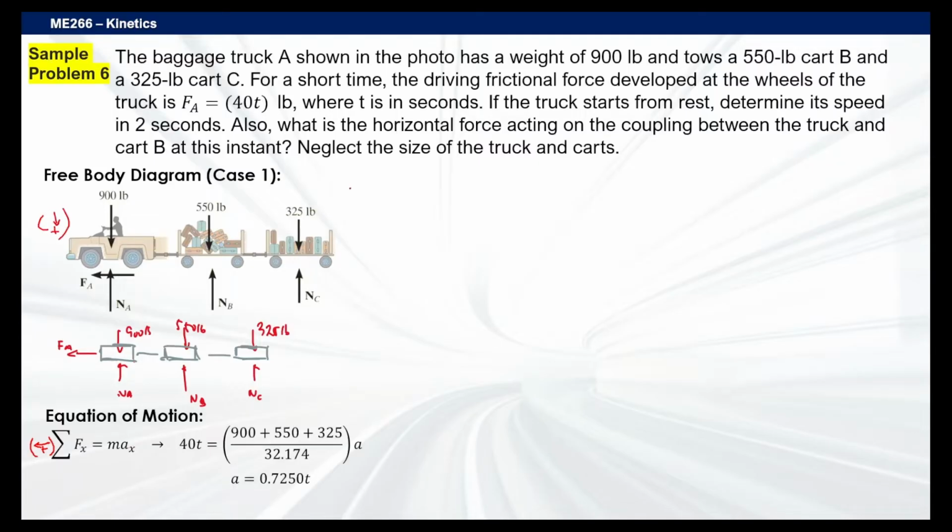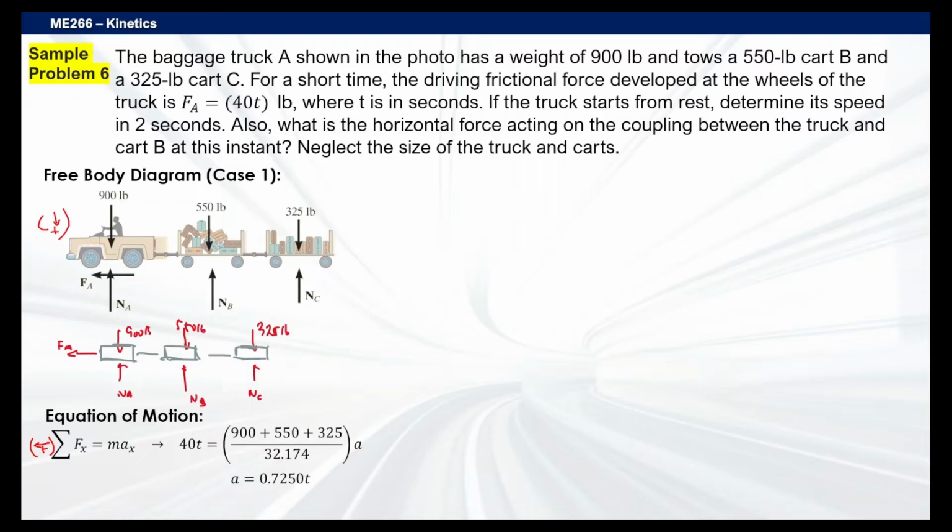But if we were to follow our usual convention, we would still arrive at the same answer of a equals 0.7250t. So what's our usual convention? Going to the right is positive. Oh, wait, let me just switch it up a bit, using a different color so that those of you who would like to see the difference can. Okay, there we go. And then let's choose a different color pen.